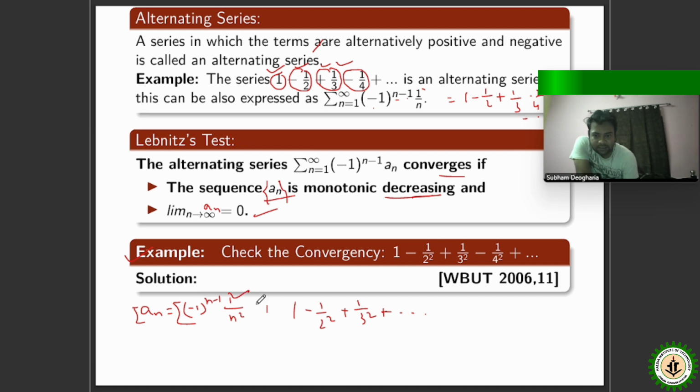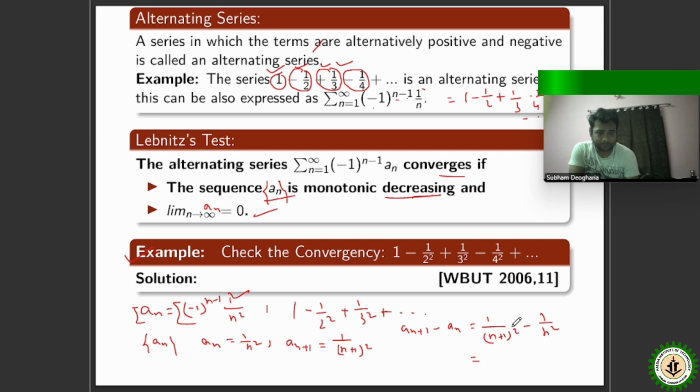Now checking whether the sequence is decreasing or not. First take the a_n value, which is 1 by n squared, and the a_(n+1) value, which is 1 by (n+1) squared. Now a_(n+1) minus a_n will be 1 by (n+1) whole squared minus 1 by n squared.